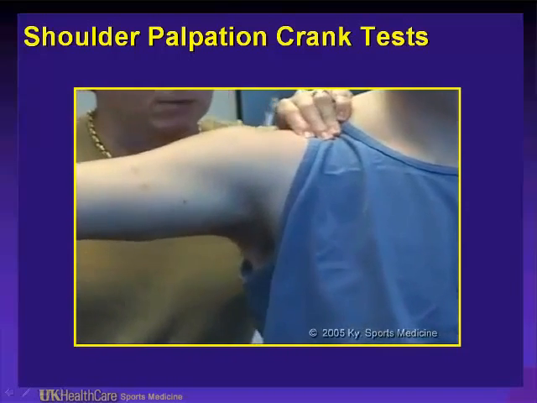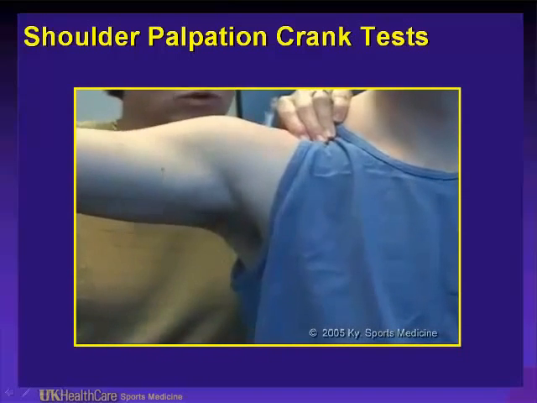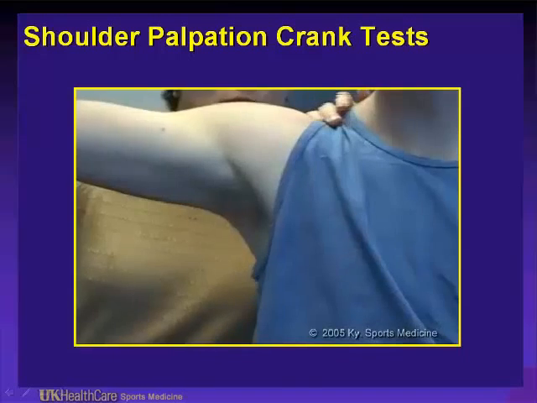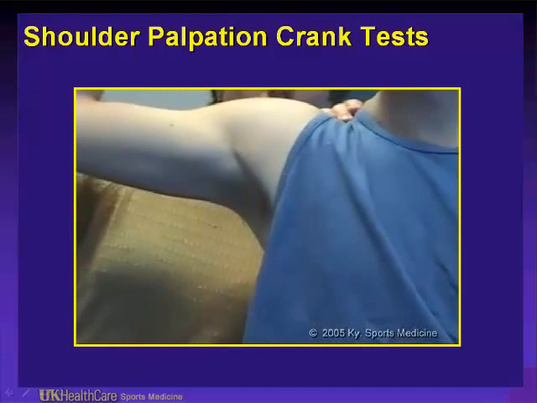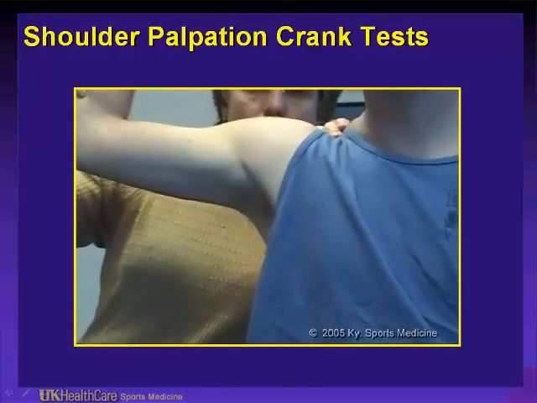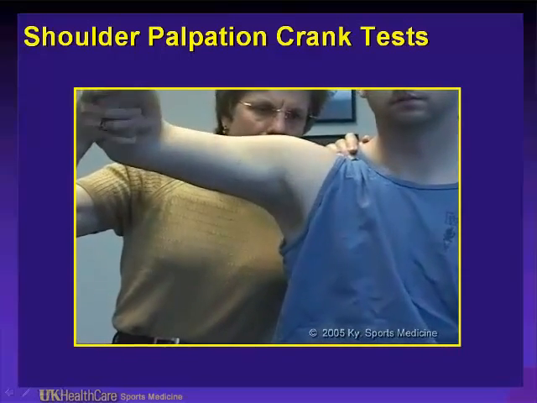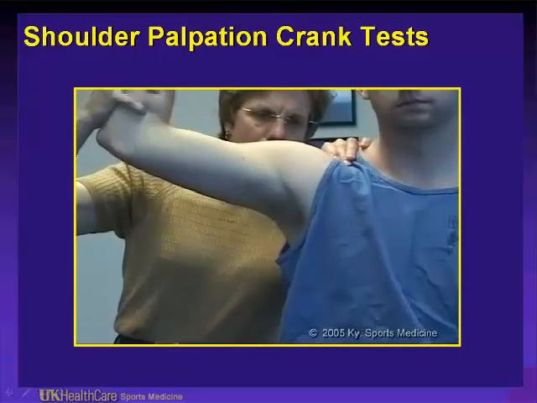And now in external rotation, we bring him back in a crank test. If he has a labrum tear, this is our peel back position. So he would be hurting here, but also if he had anterior instability, he wouldn't like it much when you get him back in the externally rotated abducted position. Ask him if that reproduces his pain.